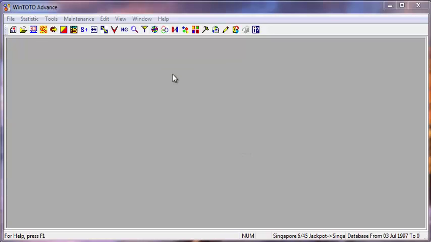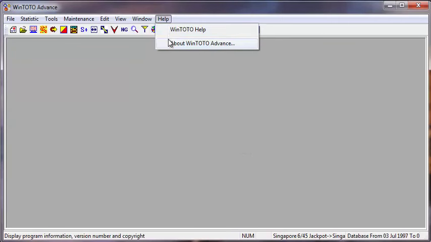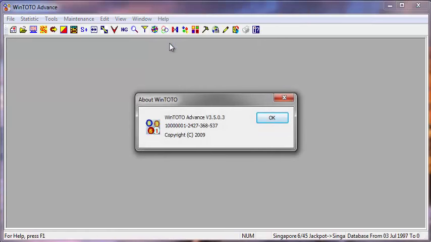Now, before we start to discuss the Toto numbers with all of you, do allow me to make a very important announcement. If you have a WinToto Advance, all you need to do is click on check for WinToto Advance. You can see that the version available right now is version 3.5.0.3.